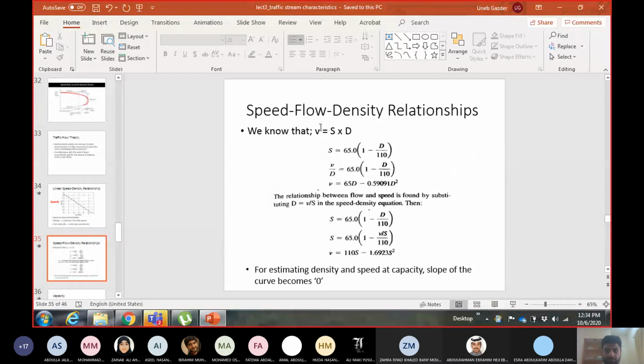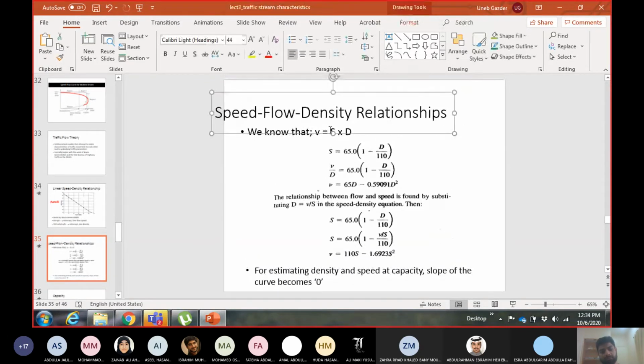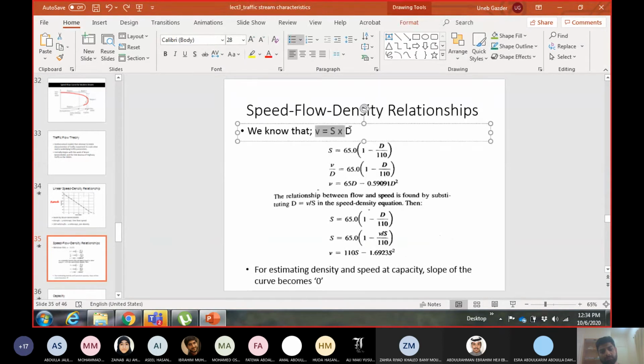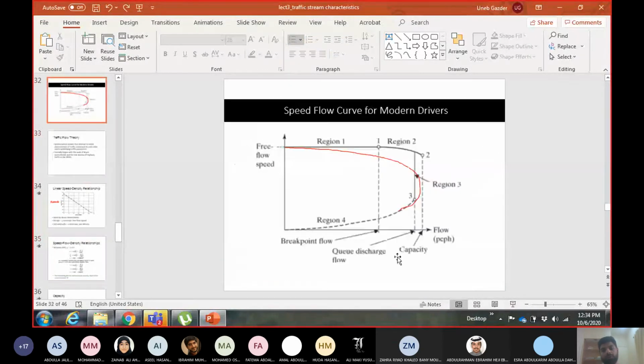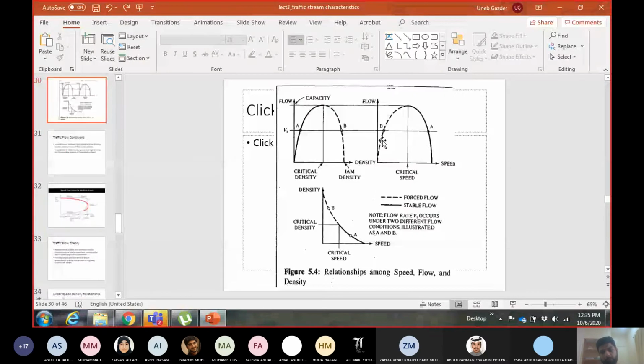Then again, using the first two equations, V equals S into D, and the equation between S and D, I will derive the equation between flow and speed now. So instead of D, you can replace the value of D from this equation. D equals what? V upon S. So instead of D here, you can put V upon S. Then again you open the bracket, take flow on one side and everything else on the other side. So this is the equation between flow and speed. Again you can see a second degree equation, a parabolic curve, and I already showed you the curve between flow and speed is again the same shape, parabolic.